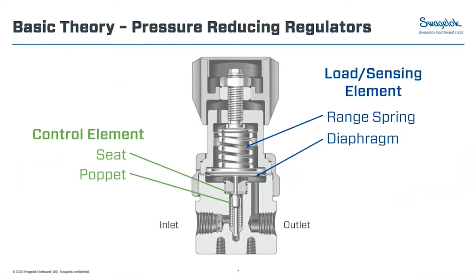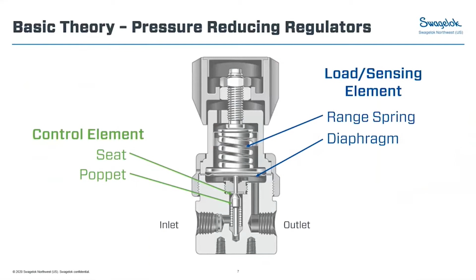So looking at a regulator itself, we can break it into a couple of different areas. We've got the control element, which is controlling our flow and pressure, and that's going to be made up of our seat and our poppet. And then that's going to be tied to our load and sensing element, which is made up of our range spring. It could also be a dome load, an external pressure force, where instead of a spring, we have a pressure source as that load force.